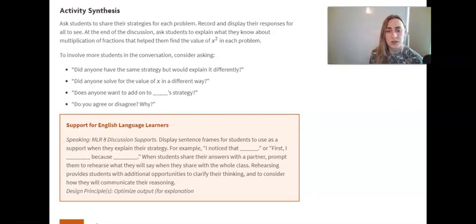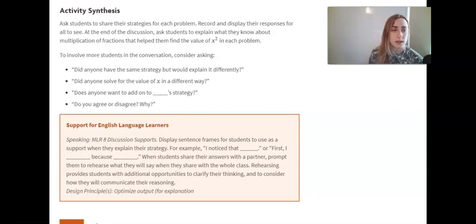Did anyone solve for the value of x in a different way? Does anyone want to add on to blank's strategy? Do you agree or disagree, and why? And some of those questions are great to use in any discussion, but specifically in this problem, you want to think about what students know about the multiplication of fractions that help them find the value of x squared in each problem.